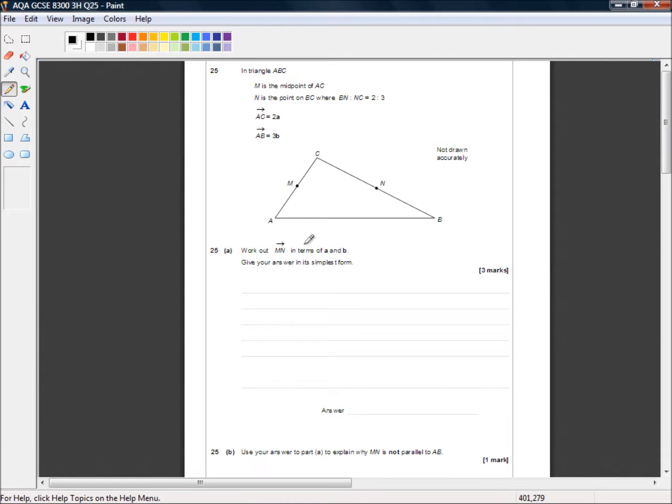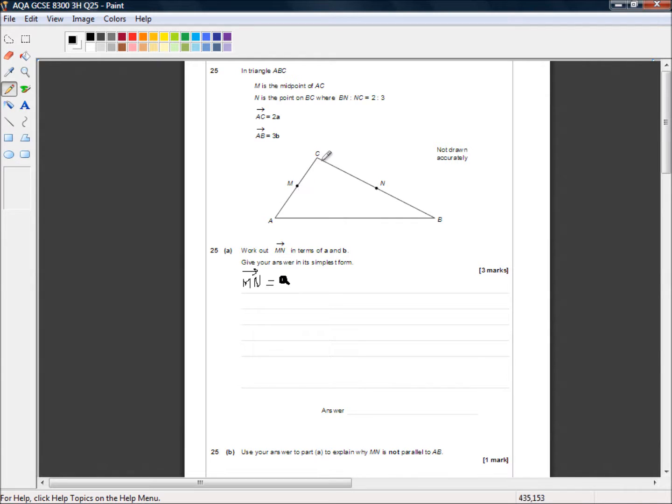Okay, so to get the length MN by using vectors, all we do is go from MC and to CN. Well, MC is the easy part because if AC is 2a and M is the midpoint, then MC is just half of 2a, which is a. So length MN is equal to a. I'm going to write it in bold, but you can put an arrow across it if you're writing in pen.